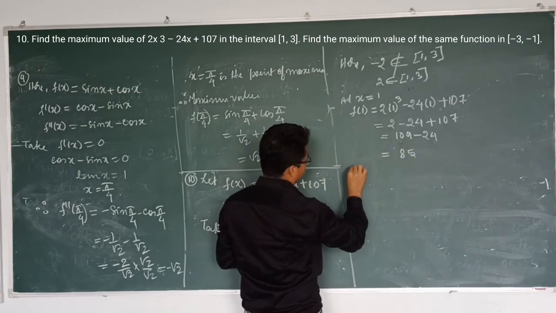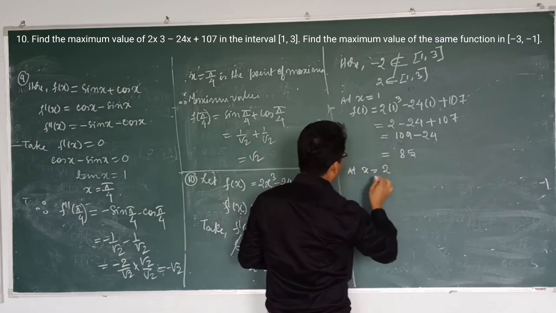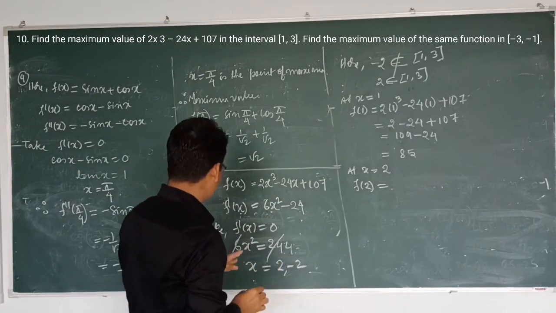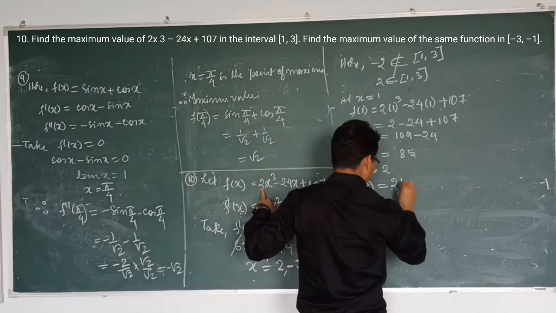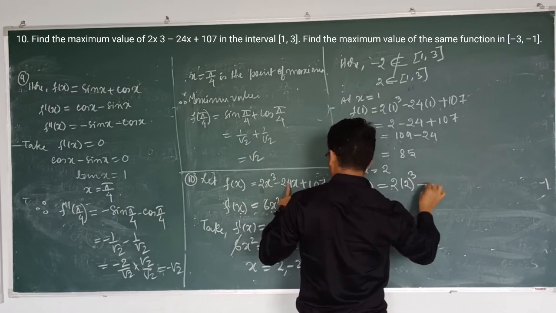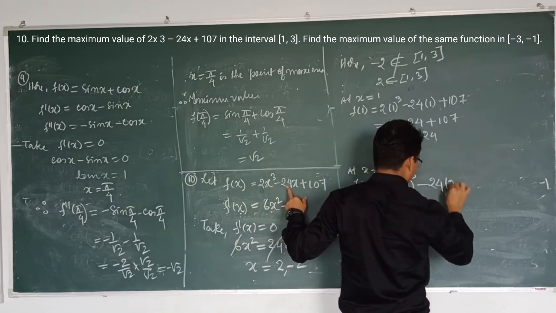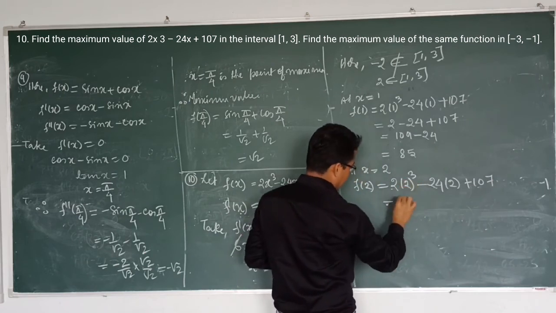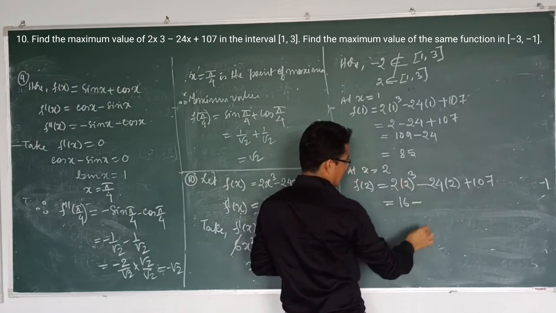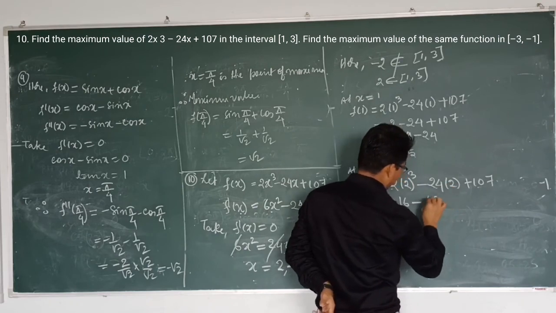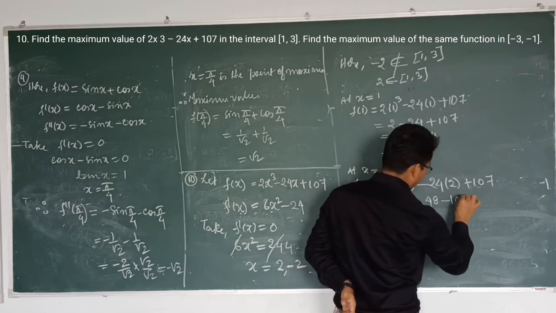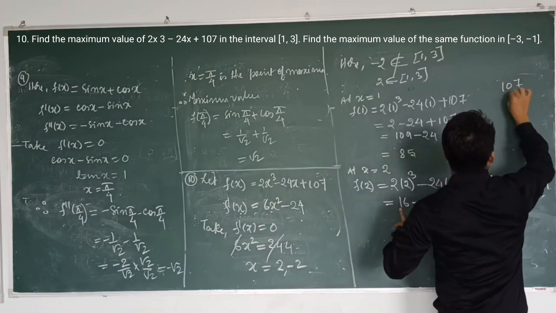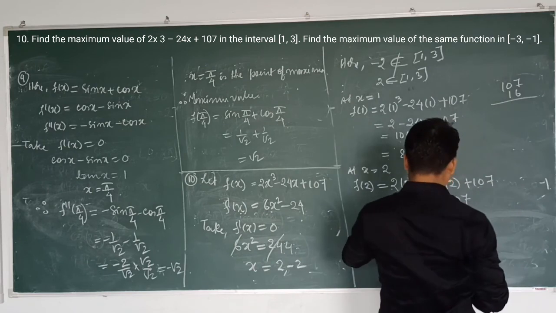So at x equal to 2 we take, therefore f of 2. Calculation sometimes makes problems. So 2 into 2 cube minus 24 into 2 plus 107. This is 8 into 2 is 16, minus 48, plus 107. So 107 plus 16, what will we get?